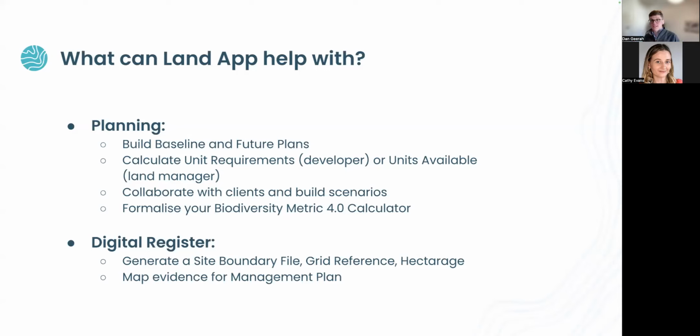On the other side, then, it is a digital register. As part of your Biodiversity Net Gain application, you do need to officially register it through the .gov website. What Land App can help with is generating your site boundary, so you can now upload geospatial data to the digital register. You need a grid reference, which you can extract from Land App, and you need a hectarage as well. So you can do all of those things as part of your process, and I'll be demonstrating at least what the Land App does in those instances today.